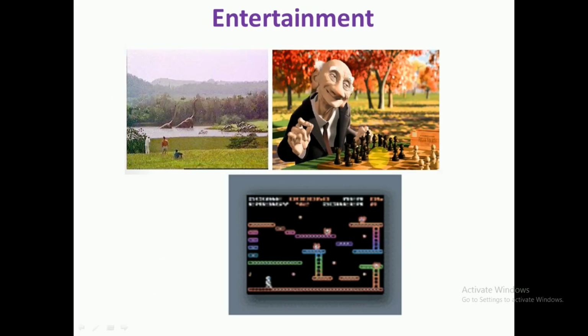For example, see this picture, a movie. You have played it. Then a game, animation. Then this game, I think you have played. Everybody has played this game on a normal mobile also. These are where we are using computer graphics in entertainment, gaming and movies. These are the applications of computer graphics.